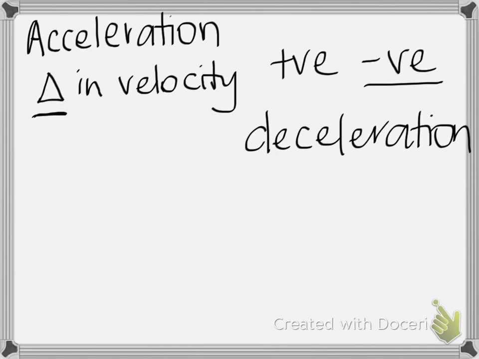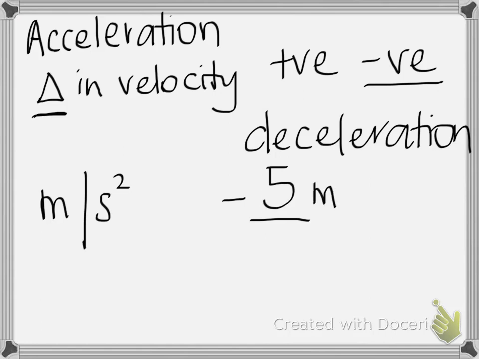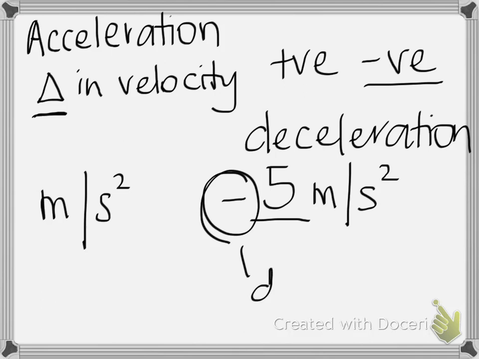So the units that we use to talk about acceleration is meters per second squared. And if you see a negative value, so say it's a -5, for example, meters per second squared, this negative symbol indicates deceleration. So it indicates that the vehicle or the object or whatever we're talking about here is actually slowing down.